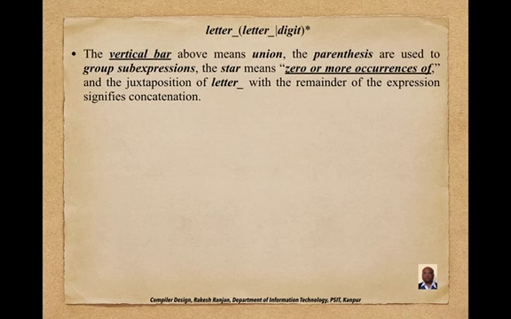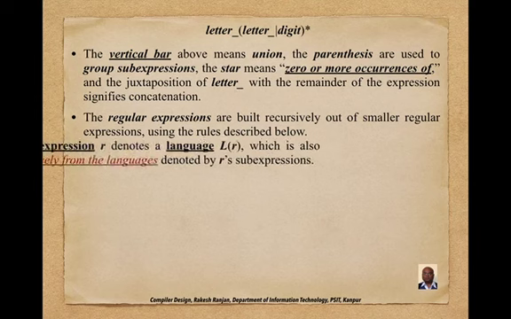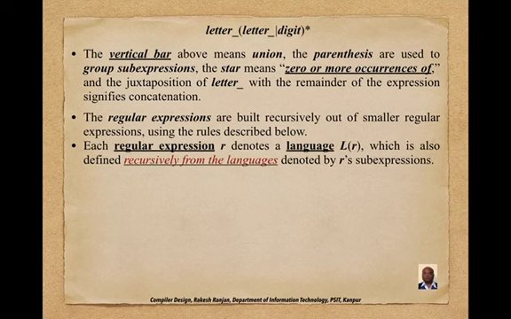The vertical bar means union. The parentheses are used for grouping expressions. The star means zero or more occurrences of, and then just the juxtaposition of letter_. Regular expressions are built recursively out of smaller regular expressions, using the rules described as follows. Each regular expression R denotes a language L(R), which is also defined recursively from the languages of its subexpressions.